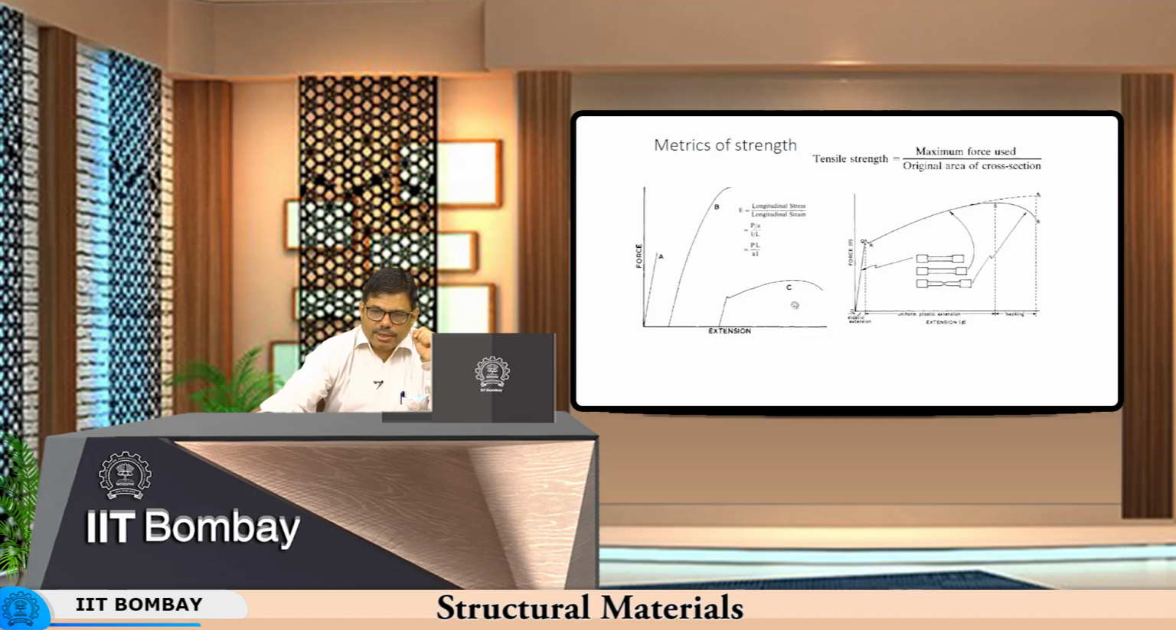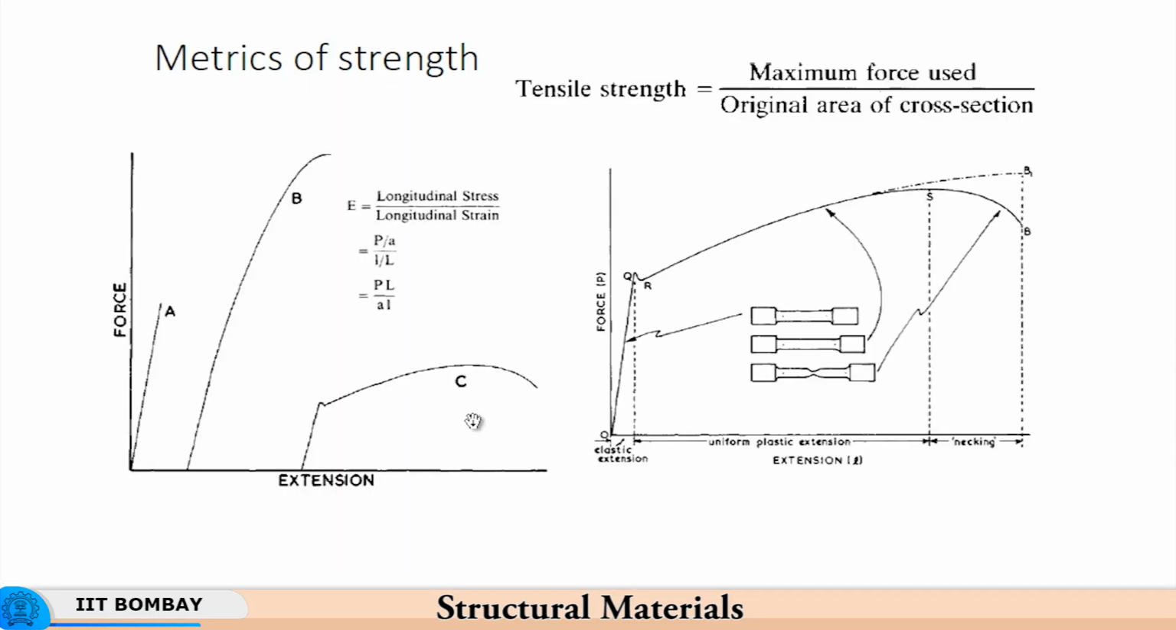So, at point B it just drastically drops down to 0 because there is no cross section left here. So, the metrics of strength include the tensile strength, the maximum strength, the yield point of the material, the yield strength of the material, and the so called ultimate tensile strength, which is given as the maximum load the material can possibly carry.